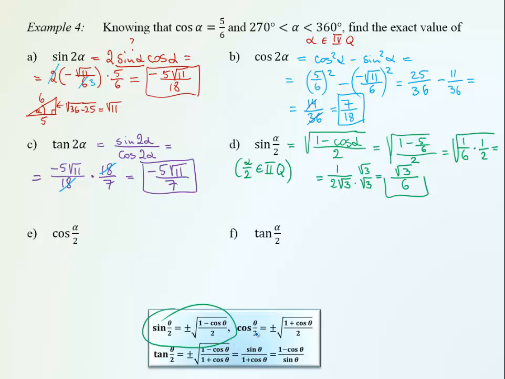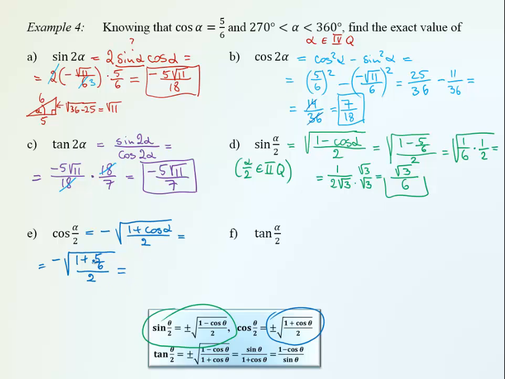Cosine alpha half. Well, if alpha half is in the second quadrant, cosine is negative. So we need to use the negative portion of this formula. Negative root of 1 plus cosine alpha over 2 equals negative root of 1 plus 5/6 over 2.